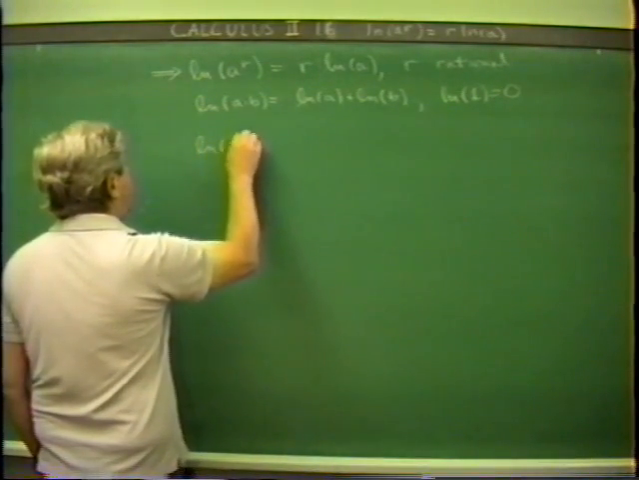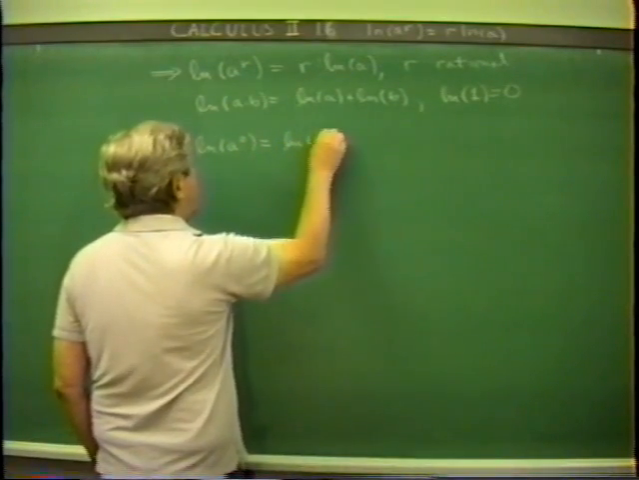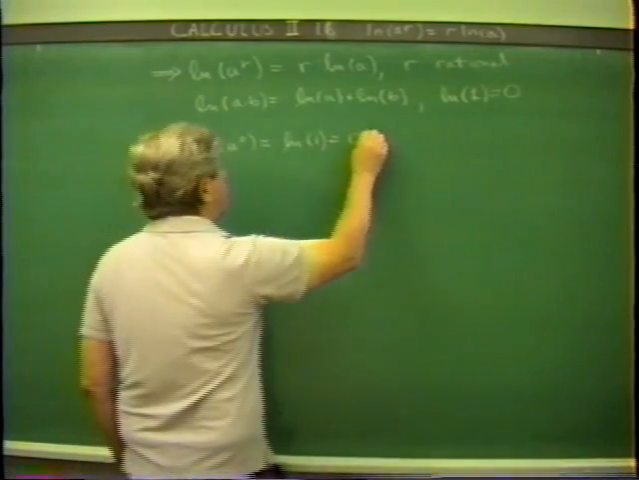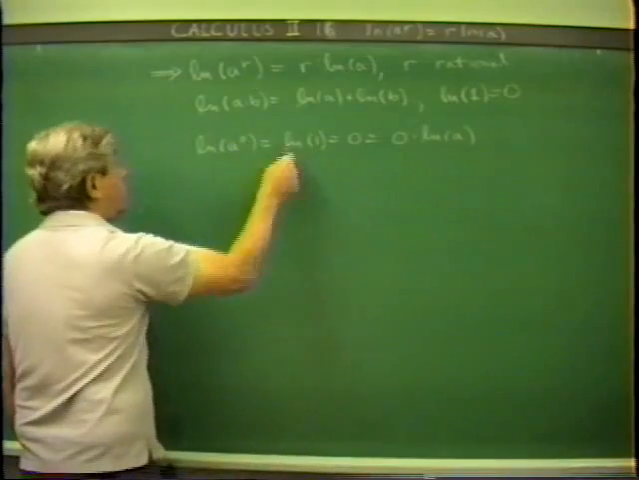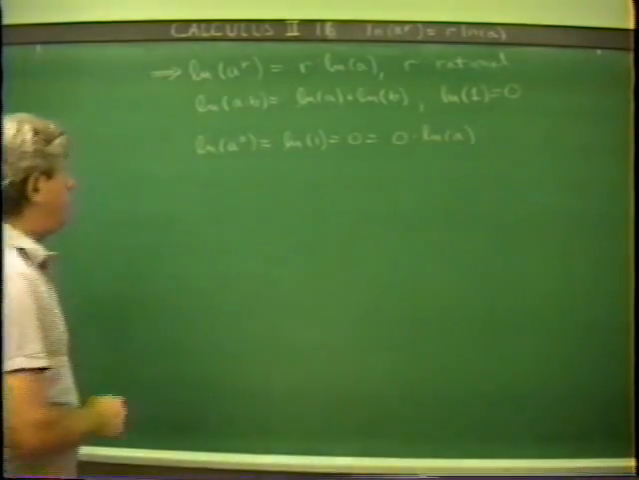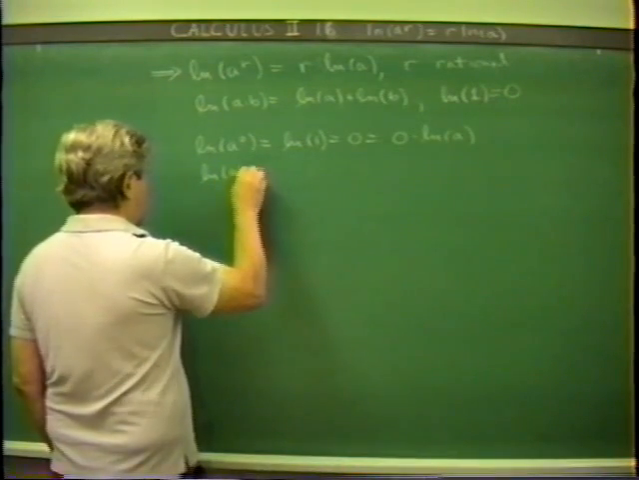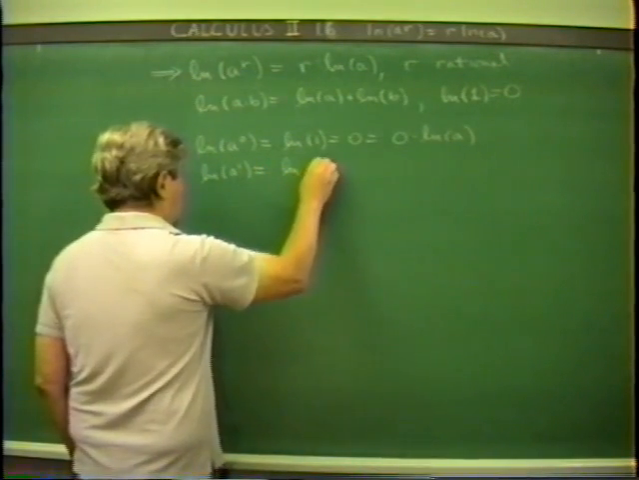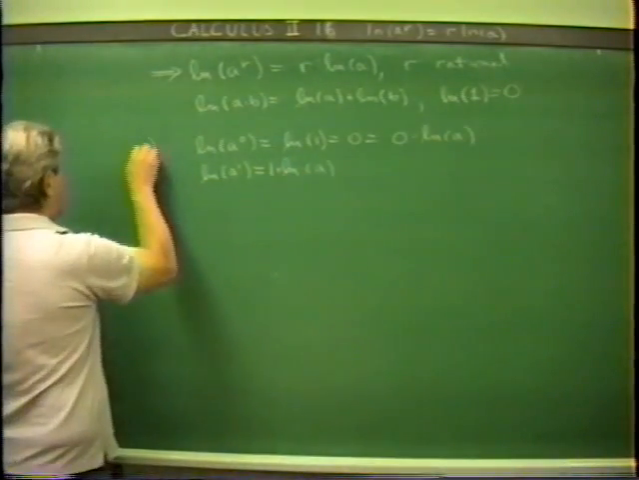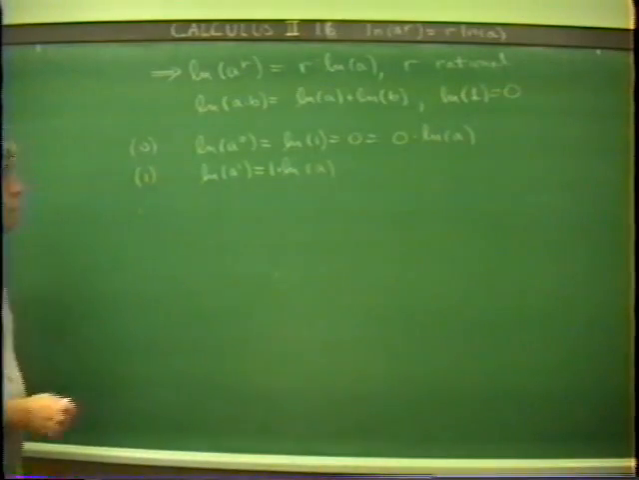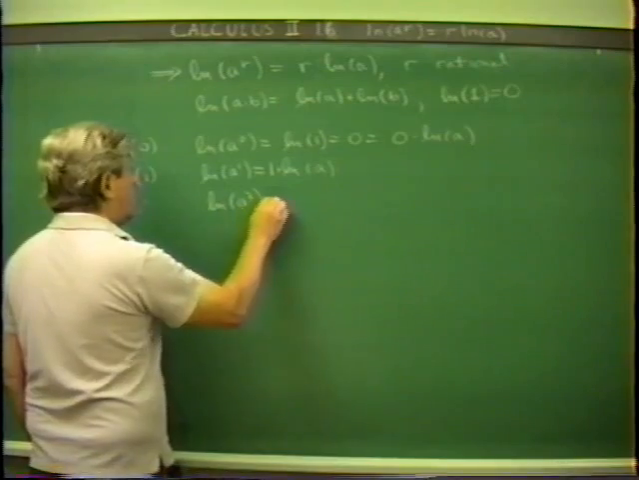Okay? So first of all, let's note that the logarithm of a to the 0 is equal to the logarithm of 1, which is 0, and so this is equal to 0 times the logarithm of a. Likewise, the logarithm of a to the 1 is the logarithm of a, which of course is equal to 1 times the logarithm of a. So this is true for 0, and it's also true for 1. Let's look at it for 2.